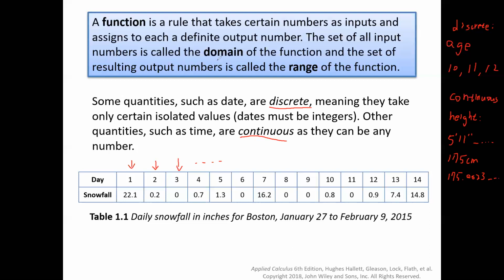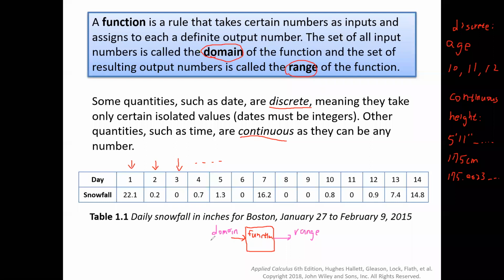Now let's go back to our definition here. Let's look at domain and range first. So a function, you can think about it as like a machine. The stuff that you put into the function is called the domain. And after you put something from the domain into the function, it will spit out another thing, and that's called the range.